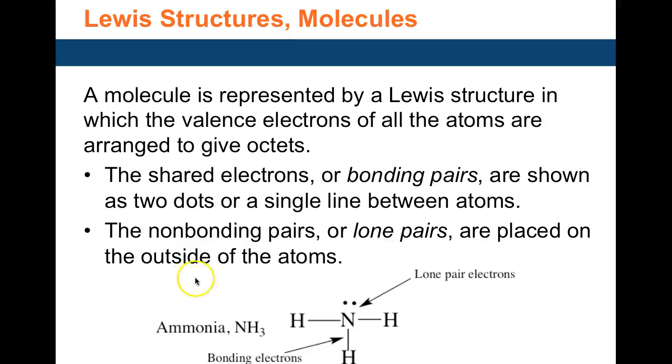So in a molecule, if you look at the Lewis structure, the bonds are represented either by dots or by lines like here. Each line indicates two bonding electrons. So one line is equal to two electrons. There are three bonds in ammonia. This is ammonia. And those electrons of the nitrogen that don't take part in bonding are called lone pairs or non-bonding electrons.